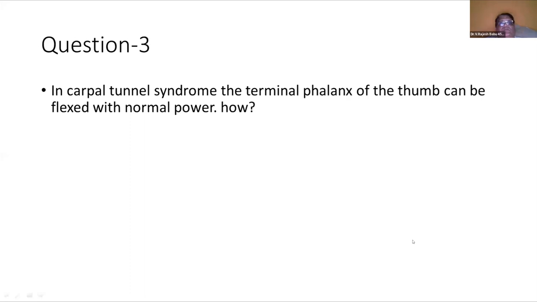In carpal tunnel syndrome, the terminal phalanx of the thumb can be flexed with normal power. How?